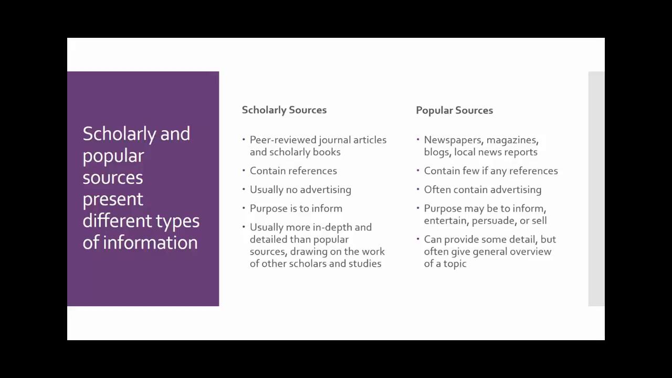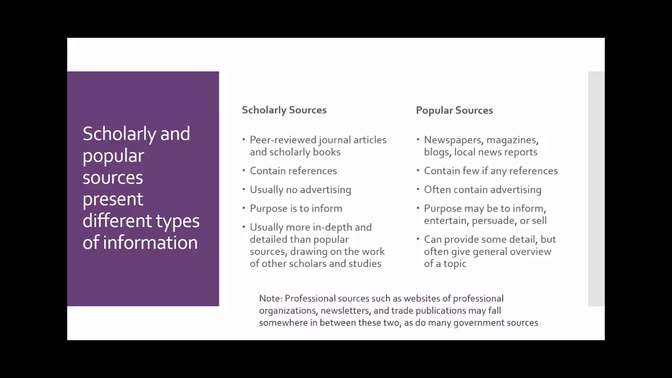There are also sources that do not fit neatly into either category, and these are often called professional sources or in-between sources. They include trade publications, professional organization newsletters, and some government websites. They can also include more in-depth sources created for general audiences. Depending on the topic you are researching, you may find some of these sources valuable, but they are going to lack the detail of true scholarly sources. In-between sources can sometimes direct you to more scholarly sources, though, if they include references or suggestions for further reading.